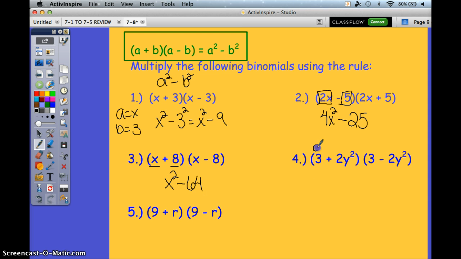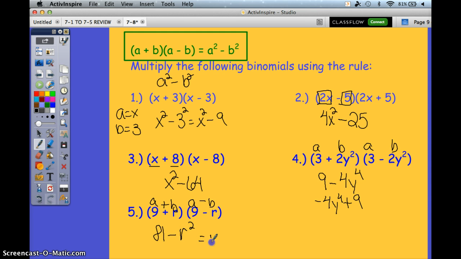This one, we have a, we have b, and a and b again. So 3 squared is 9, minus 2y squared times 2y squared is 4y to the 4th. Now, if you're putting it in standard form, you'd have negative 4y to the 4th plus 9. One more, 9 plus r, 9 minus r. We have a, we have b, we have a, we have b, so it's a plus b, a minus b again. So you get 81 minus r squared. To put it in standard form, you get negative r squared plus 81.